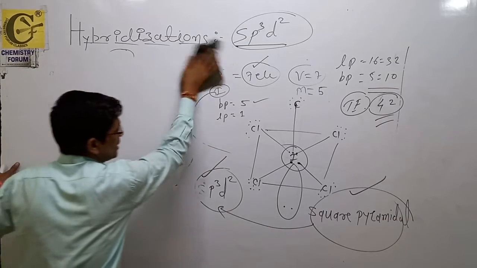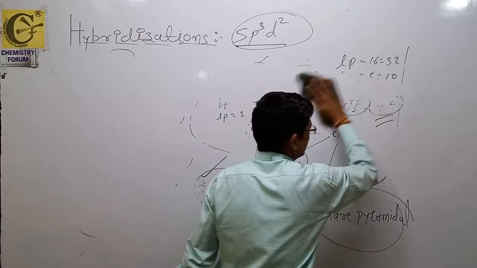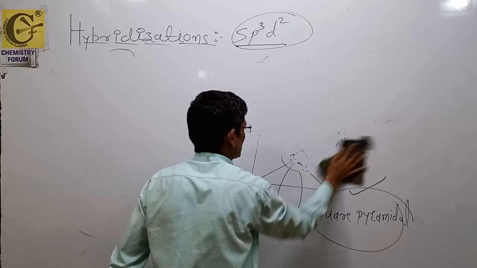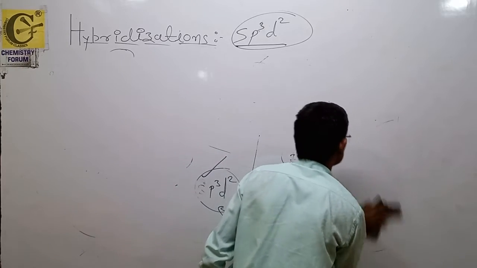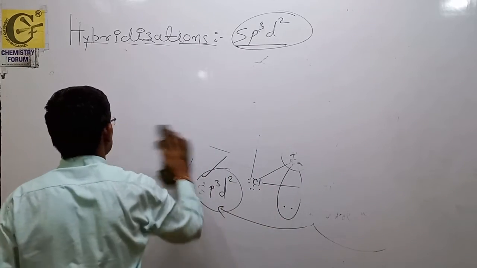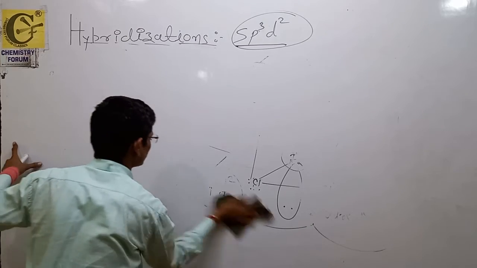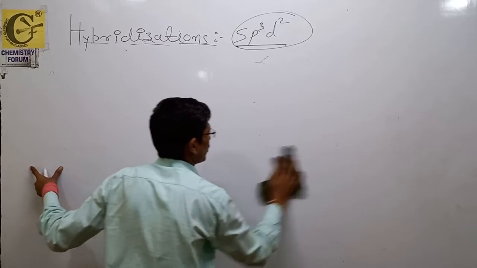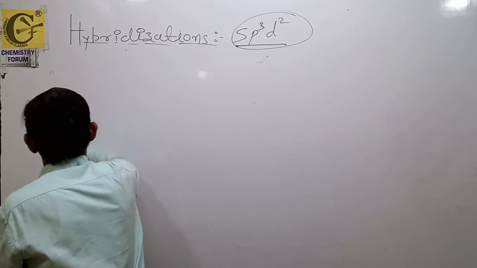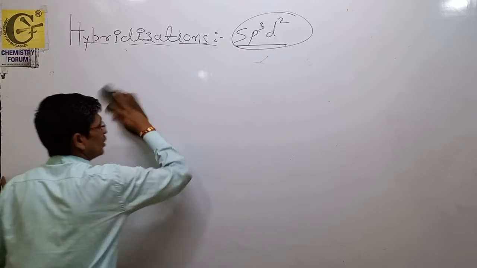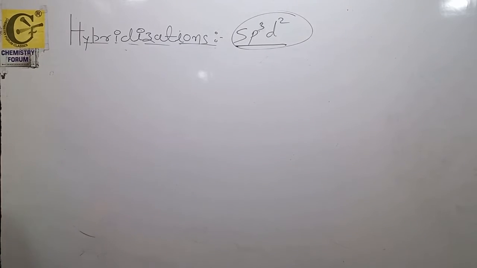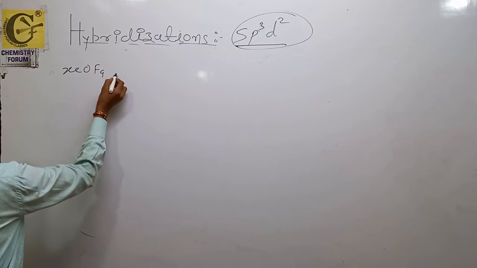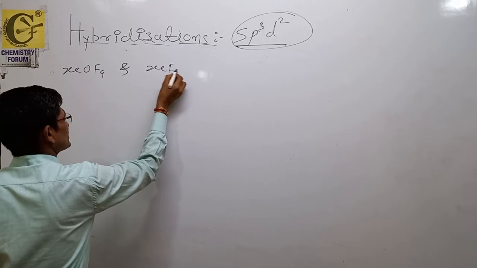In continuation, here we discuss the last examples, XeOF4 and XeF4. So we have two examples remaining. XeOF4 contains xenon, which is an inert group or zero group element, the noble gas family. We have XeF4 and XeOF4, two examples: XeOF4 and the next example XeF4.